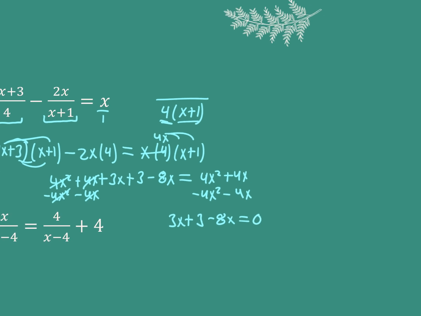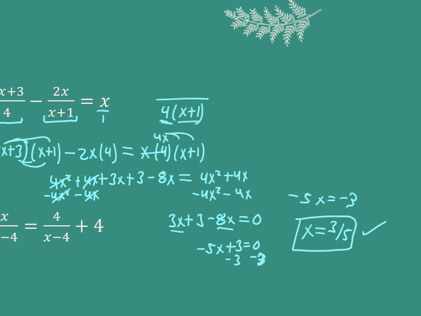So this really leaves us with a linear equation, something a little bit simpler that we can solve. 3x minus 8x is going to get us a negative 5x, plus 3 equals 0. I can subtract 3 on both sides, and then I end up with negative 5x equals negative 3. Then divide by negative 5 and I get x equals 3/5. And when I plug this into the denominator, we're not going to get a 0, so this is a valid solution.